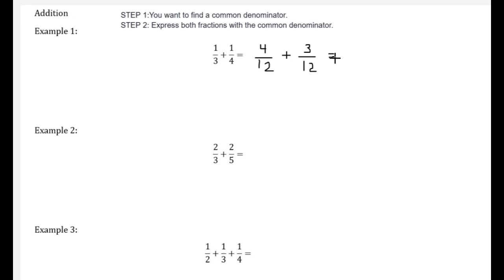And once you write them down with the common denominator, you just place the common denominator and add the numerators, which are the top parts. So in this case, we get 7/12. Very simple.